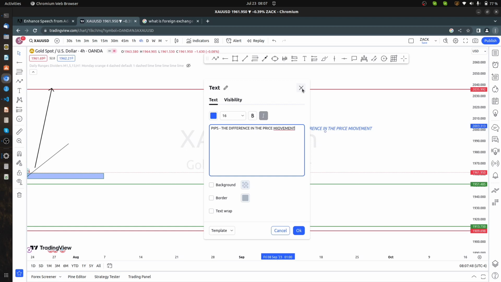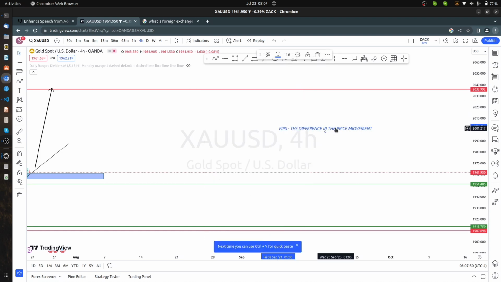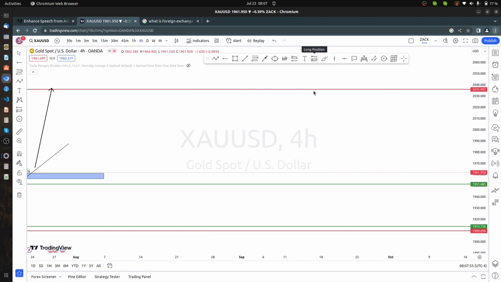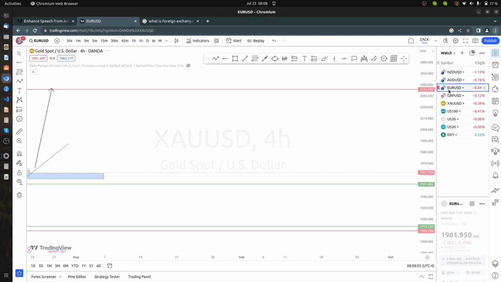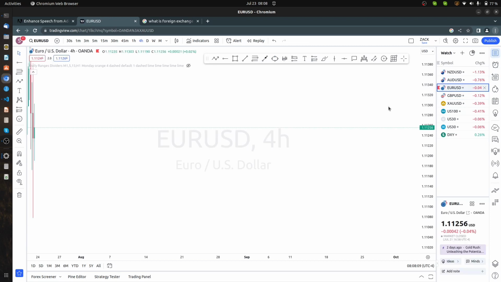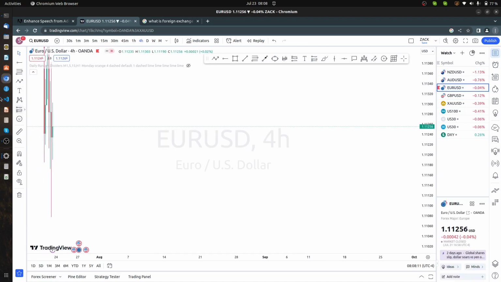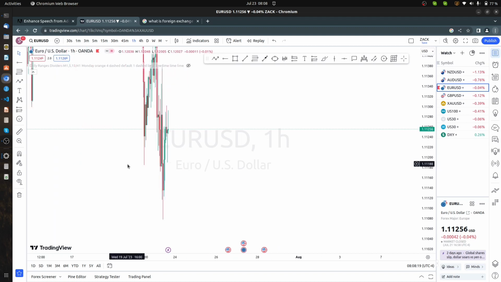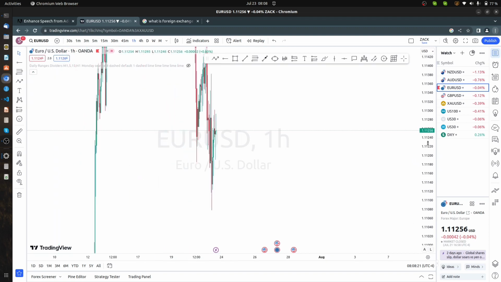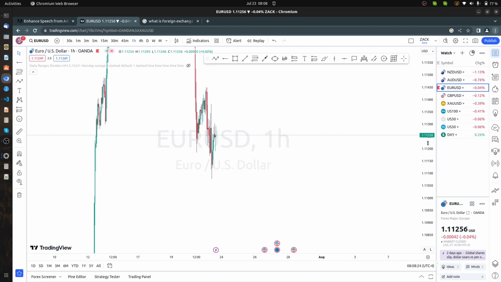For example, I want to teach you the pip concept, let me do it from the EUR/USD chart. At least it's easier to learn how to calculate pips on EUR/USD before going to things like gold, US30, NAS, and those indices. So let's take a good example here. Let me just put it on the hourly time frame. I want you to understand something, guys, just a bit.